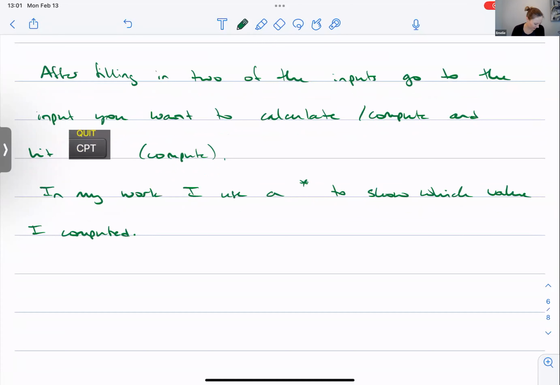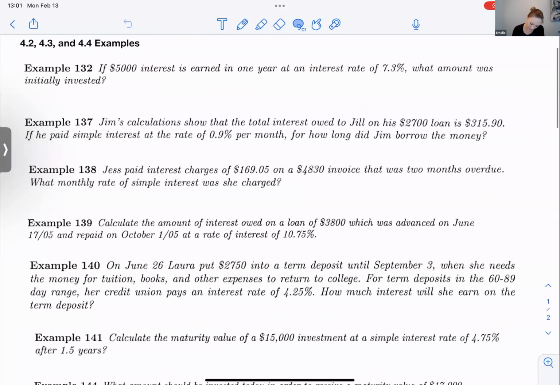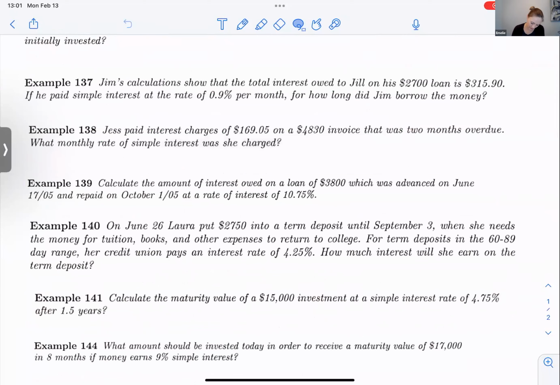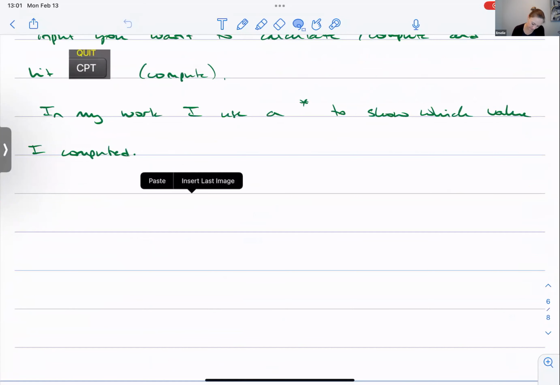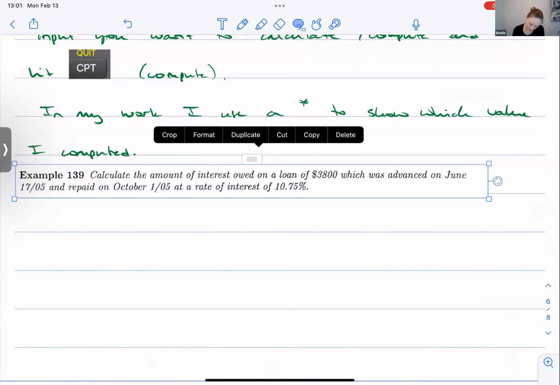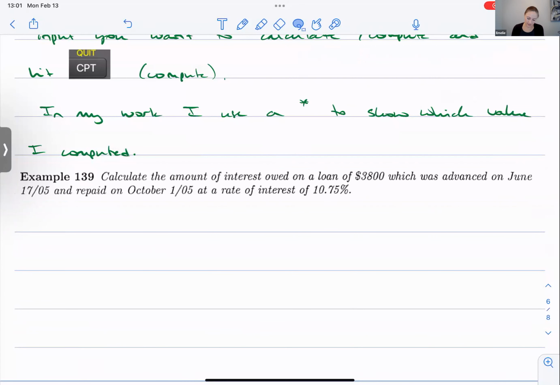Okay. So let's see an example. It's going to be example 139. Of course. So the next one on our list here. Calculate the amount of interest owed on a loan of $3,800, which was advanced on June 17th, 2005, and repaid on October 1st, 2005, at a rate of interest of 10.75%.